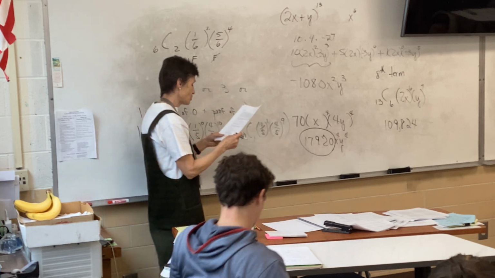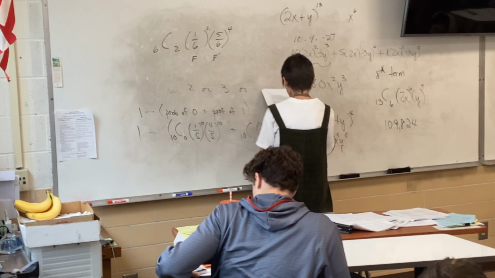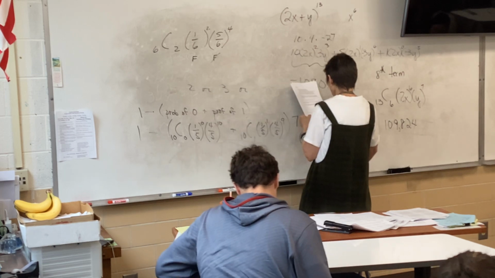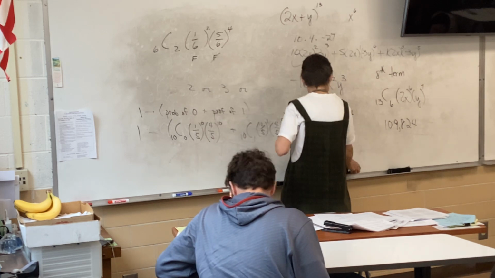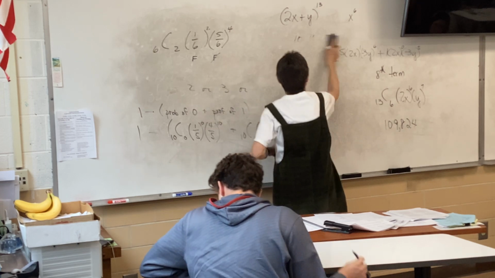Jar 1 contains 3 red and 5 blue. Jar 2 contains 6 red and 2 blue. Find the probability of drawing a red ball if 1 ball is chosen. All right, what's your thought on this?